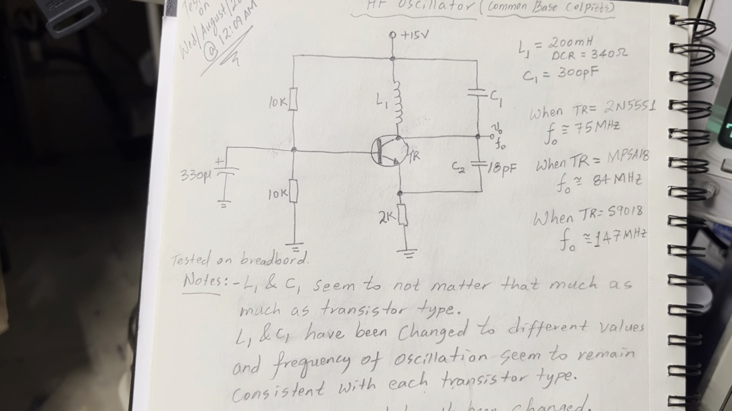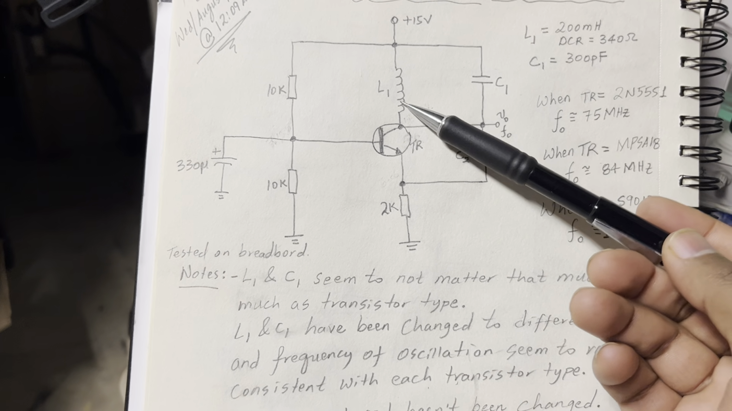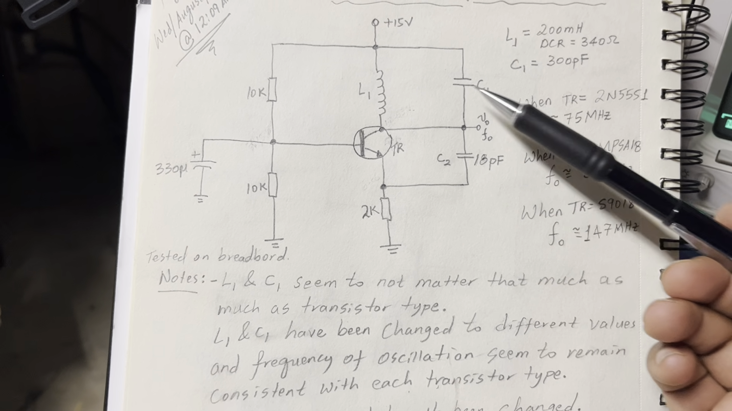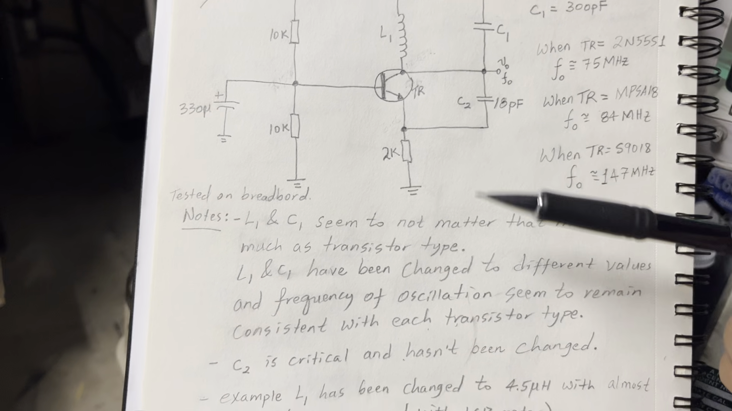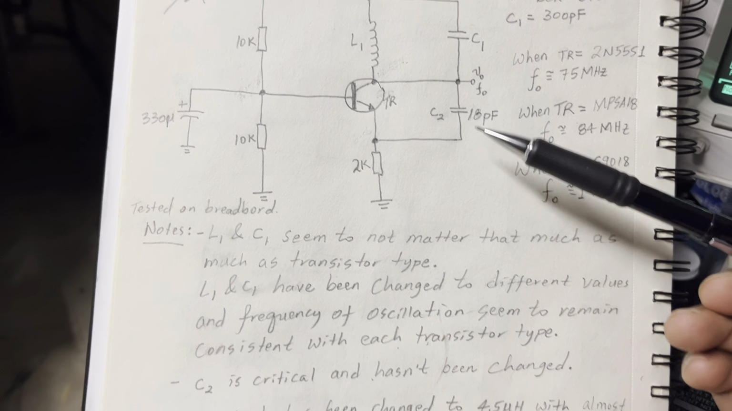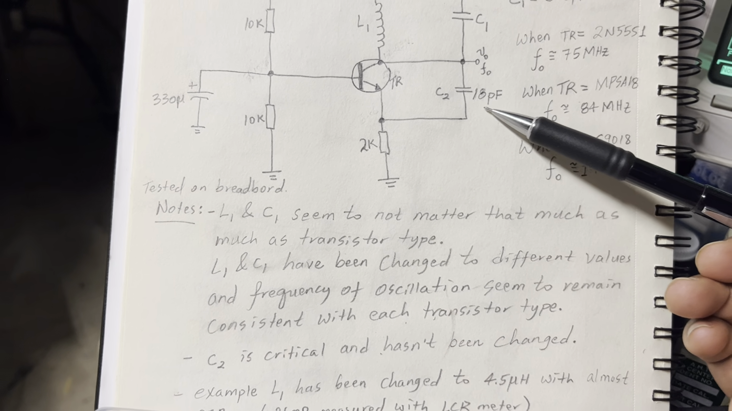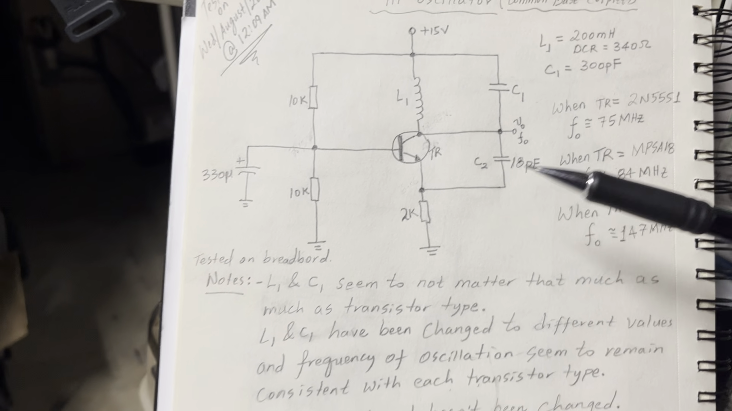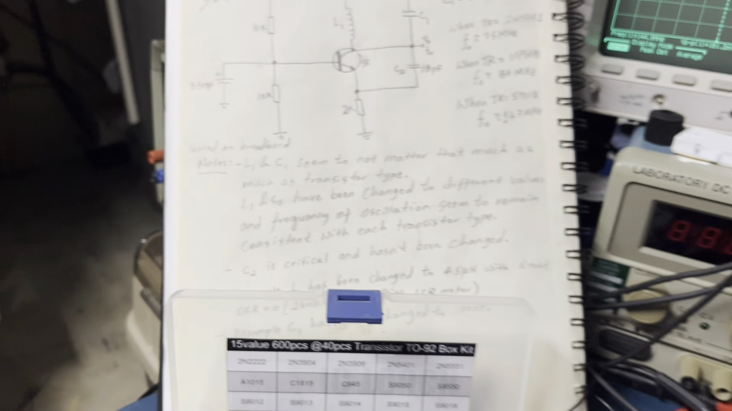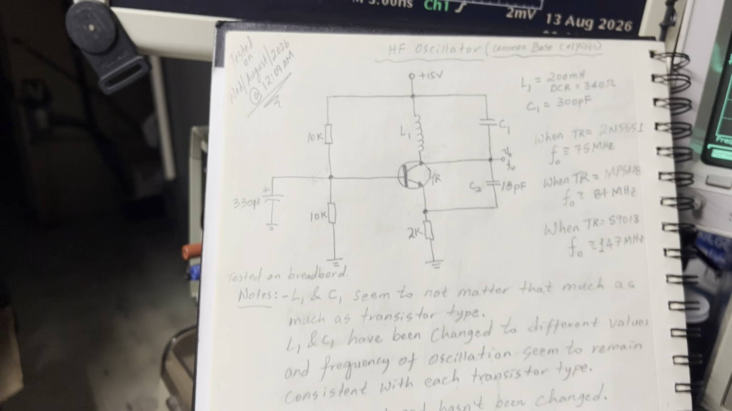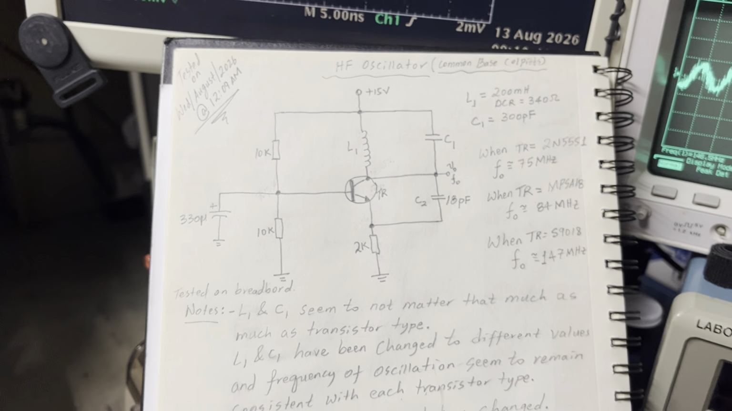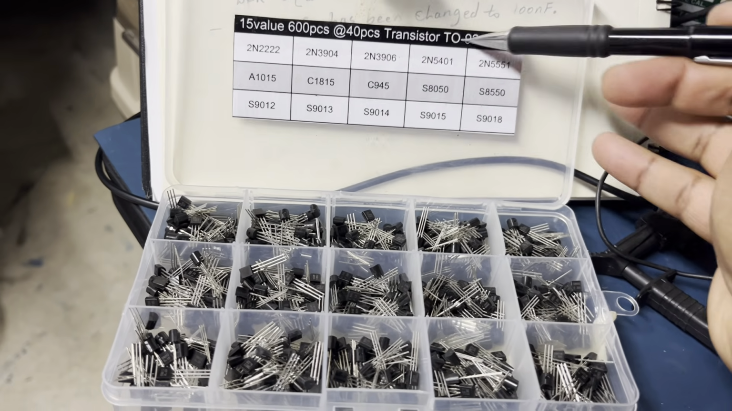So this is the circuit. Again, L1 and C1 are not critical. You can use any values. C2 is critical. I'm using 18 pF here. I don't recommend going above 33 pF. And yeah, that's basically it. Just giving you ideas on how to test these transistors that you buy from online retailers. So don't trust what you see on these markings here.